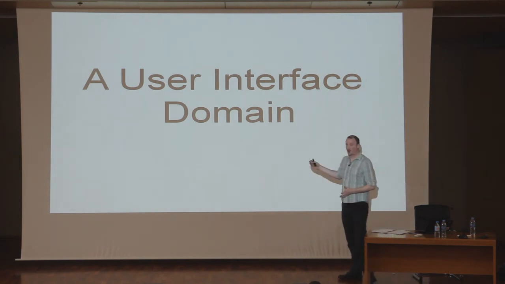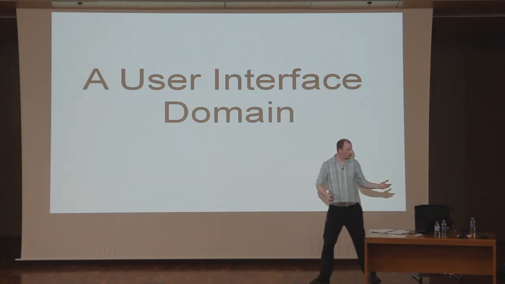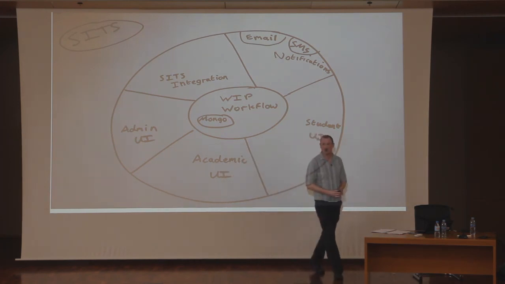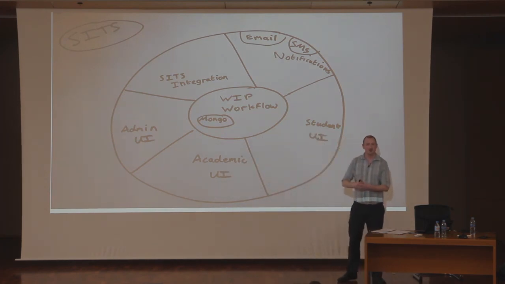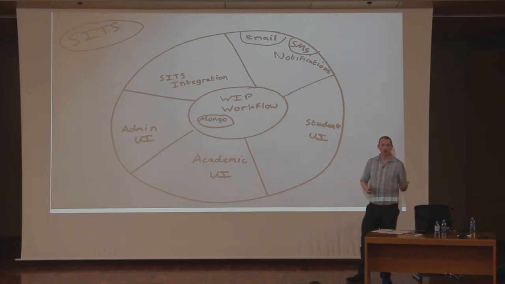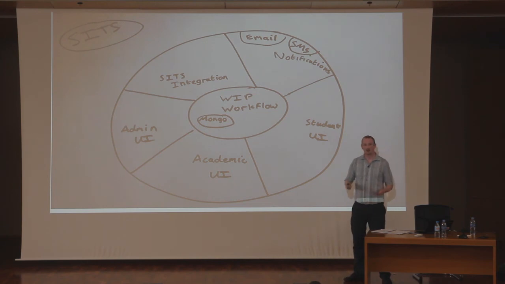Apart from this, we then have a user interface domain. So you saw this in the original diagram. It's this one, Academic UI. This is a user interface that's optimized for a particular class of user. And again, we can drill down into this domain and see how it integrates with the users and the world.